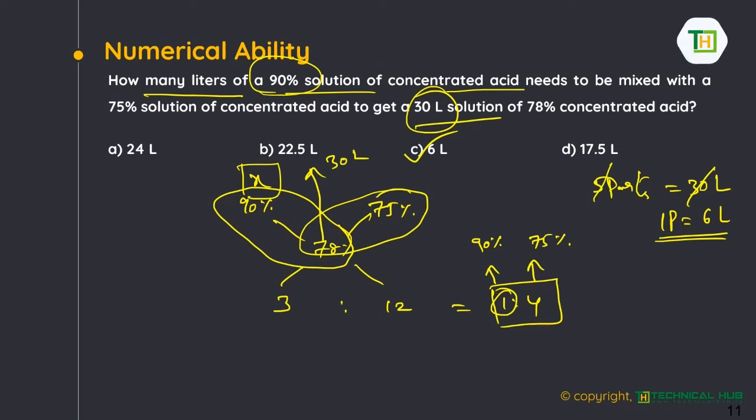Suppose the question is, what is the quantity of 75%? 75% is having 4 parts, 24 liters, and this is one part, 6 liters. 24 liters of 75% concentrated acid is mixed with 6 liters of 90% concentrated acid, so that you will get 30 liters of solution with 78% concentrated acid. Okay, option C is the right answer. You need to verify whether the question is asking about the 90% quantity or the 75% quantity.